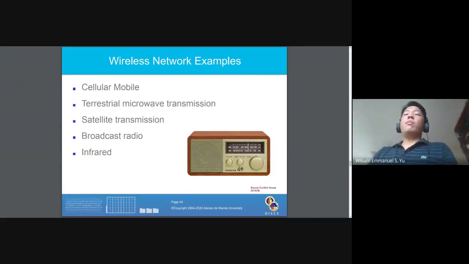Then you have, of course, broadcast radio, which is basically single band, so one frequency carried by one channel, and that's it. Then you have your infrared, which is also one way, which your remote control does.